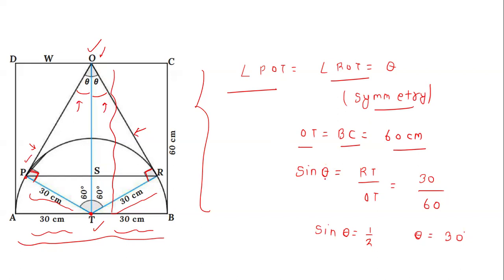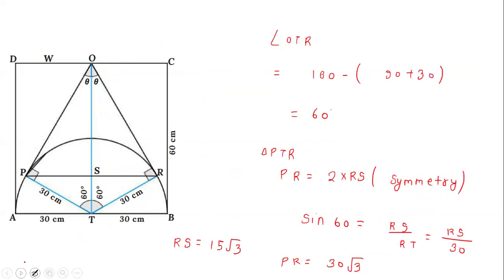Now you can use sine theta as RT by OT. If this is the angle theta and this is the 90-degree angle, what is the value of sine theta? Sine theta is this RT distance divided by the hypotenuse, the perpendicular divided by hypotenuse. RT, as we know, is 30 centimeters, which is equal to the radius, and OT we just calculated as 60 centimeters, which is equal to BC. So from here sine theta is one half, so theta is 30 degrees.